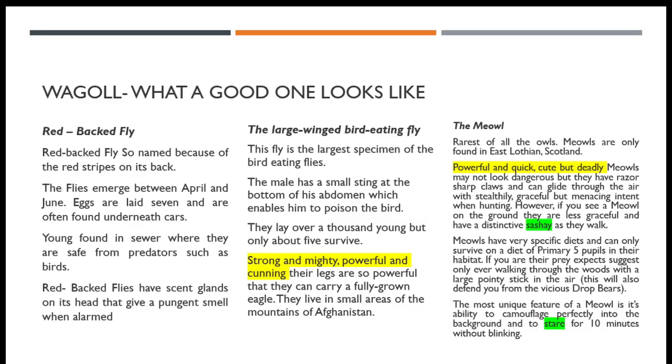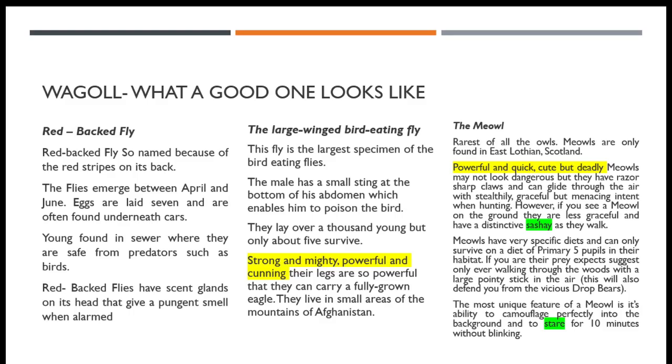So, my okay one is the red-backed fly. So it says, red-backed fly, so named because of the red stripes on its back. The fly emerges between April and June. Eggs are laid 7 at a time and are often found underneath cars. Young are found in sewers where they are safe from predators such as birds. Red-backed flies have scent glands on their head that give a pungent smell when alarmed. Now, that's okay because it's got quite a bit of description in it. It tells me colours and months when the flies come out and where they live and things like that.